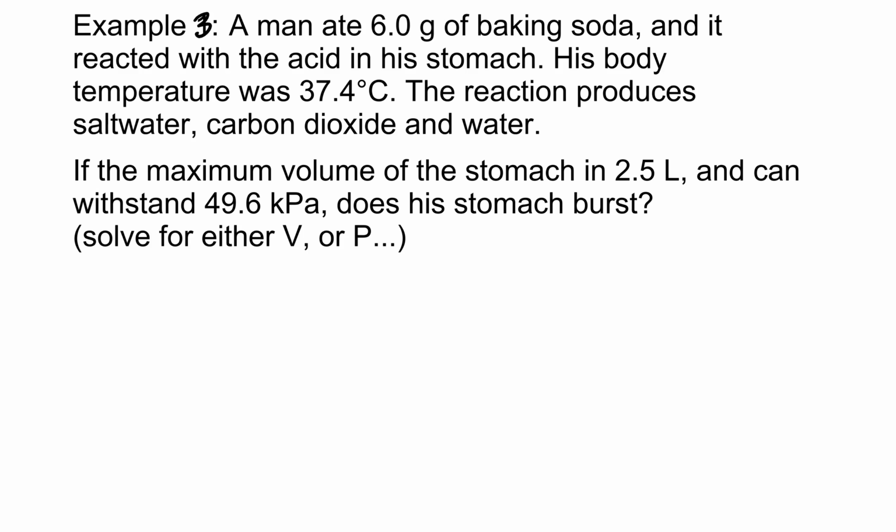I have no idea if any of this information is even remotely accurate, but it's just kind of a funny example. So in any stoichiometry problem, the first thing we have to do is make a balanced chemical equation. We have baking soda, otherwise known as sodium bicarbonate, and it's reacting with the acid in his stomach, and stomach acid is hydrochloric acid. So let's start with that.